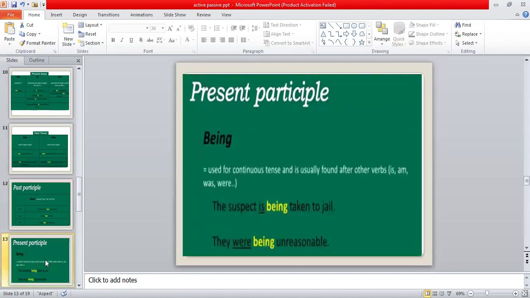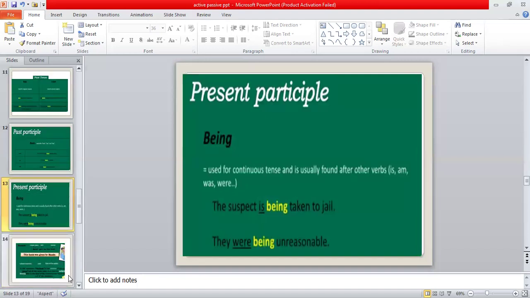If you want to change continuous tense like present continuous or past continuous, then you will have to use is or are, was or were with being, and the third form of the verb.